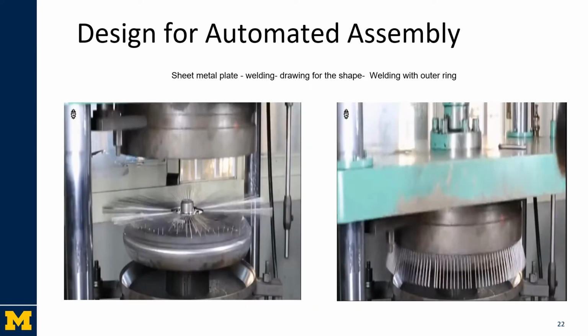This is the manufacturing process of front casing. Rods were welded to the sheet metal plate, which were drawn and finally welded with the outer ring.